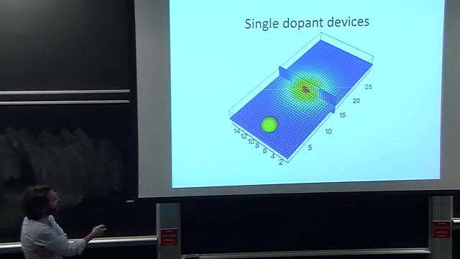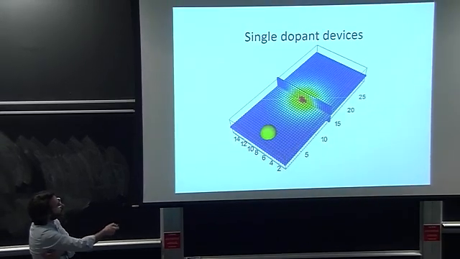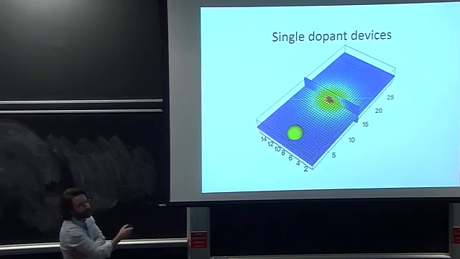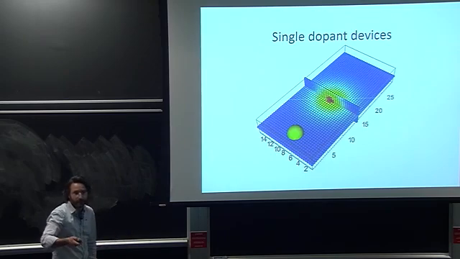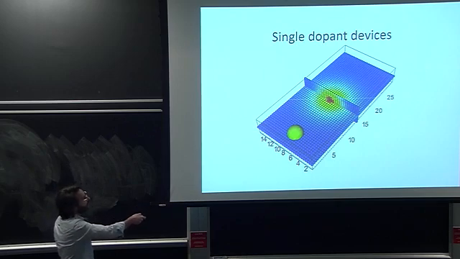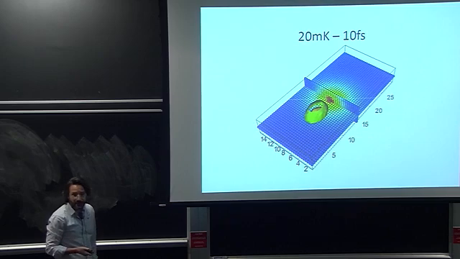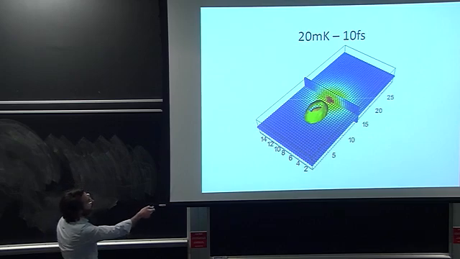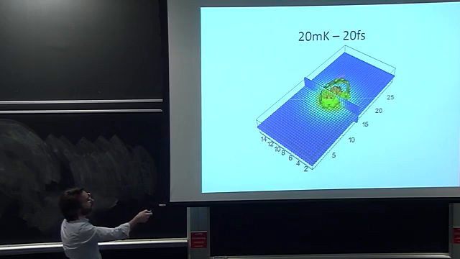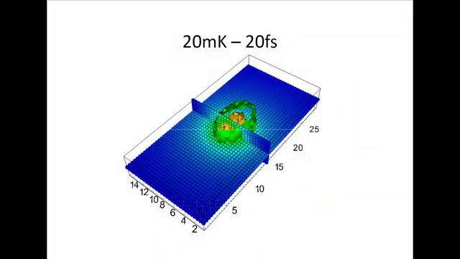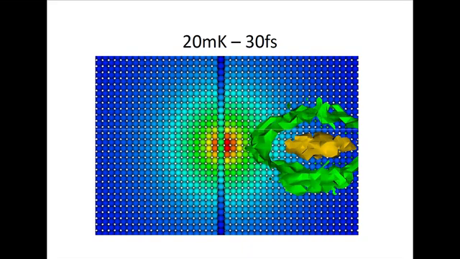So imagine now that you have a three-dimensional box, and here I'm doing a cut just to show the potential that is created by the phosphorus atom. And here again you have this wave packet which represents an electron that is going through this lead and is going in this direction. And we start from a temperature of 20 millikelvin. So we see what happens. After 10 femtoseconds, this electron is very, very close to the phosphorus atom. But at 20 femtoseconds, it's practically sitting on the atom. And eventually, in this top view, you see that the electron is leaving the device.